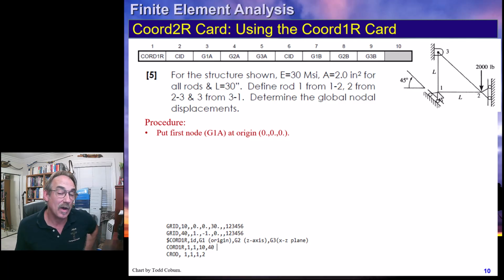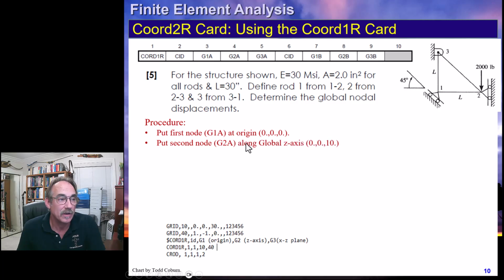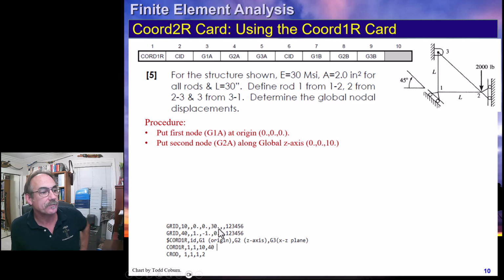And this is where we want to introduce this new localized system, so we can put it at the same place. So we put our first node at 1, at 0, 0, 0, and that defines the origin of our new coordinate system. We're going to put the second one along the z-axis. Since we have x to the right and y going up, z means coming out of the page. So any number will do that.